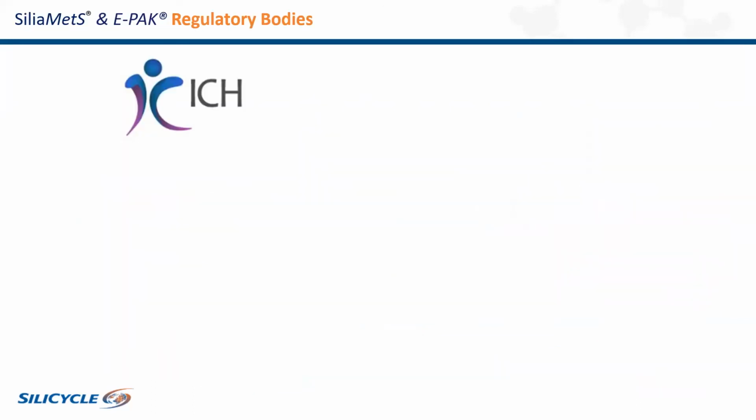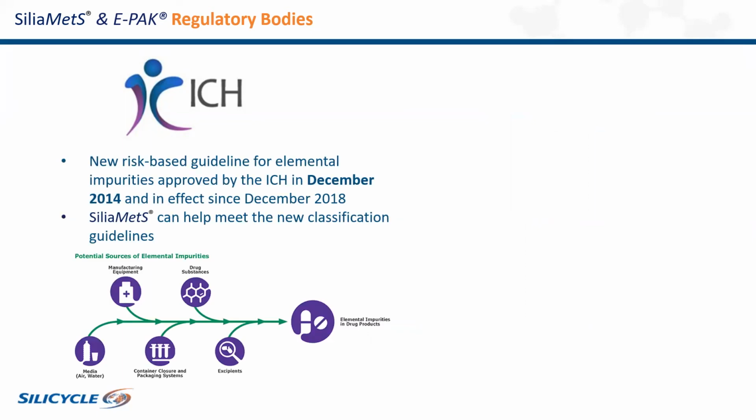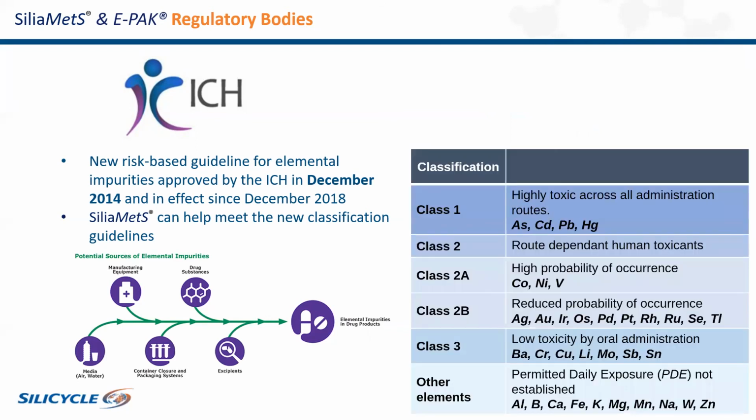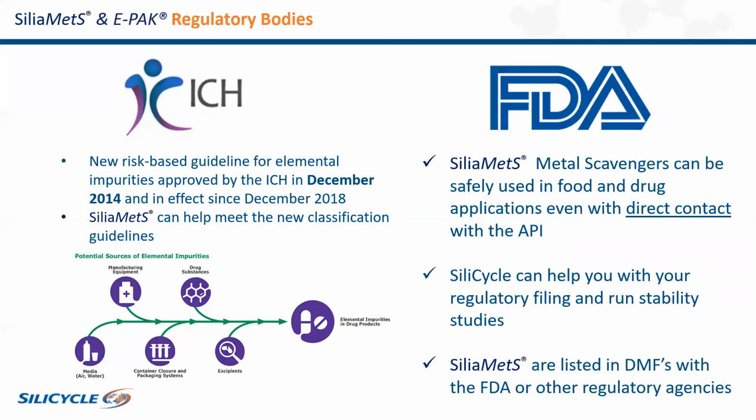And finally, it's important to note that CMATS and E-PAK can help you meet the new risk guideline from the ICH that was published in December 2014. It is also FDA compliant. It can be used with food and drug applications. And Silicycle can help you with different regulatory filings that you might have. And we can also do some stability studies for you.